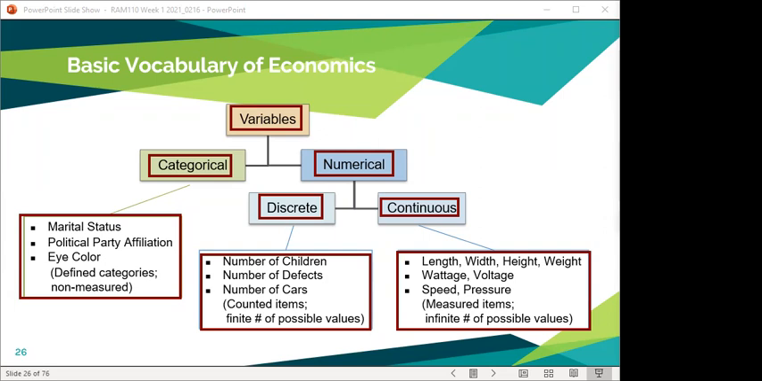Answer is discrete. The answer is discrete. It's a count. Money is a count of pennies. That's all right.